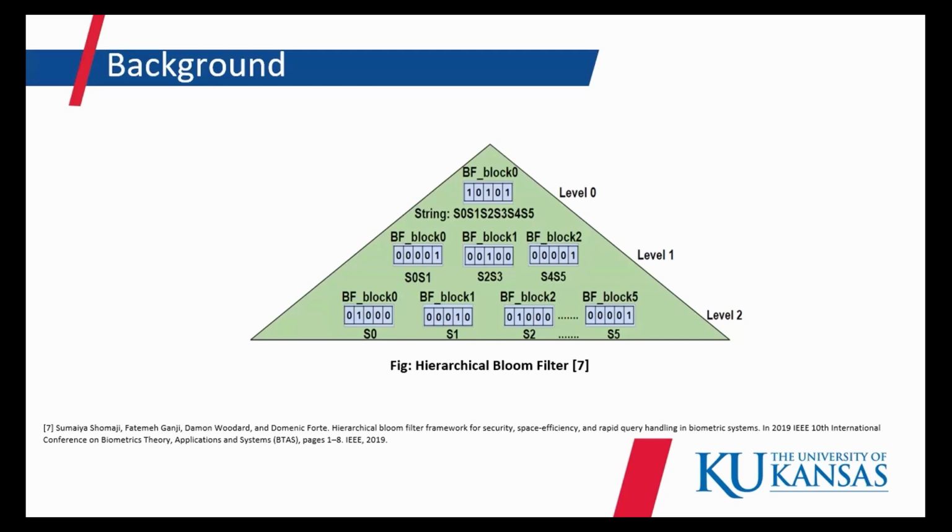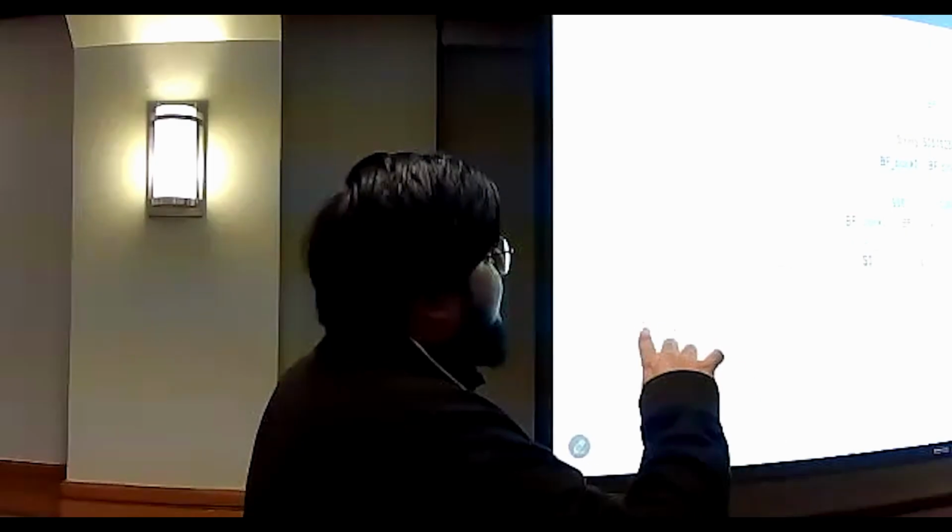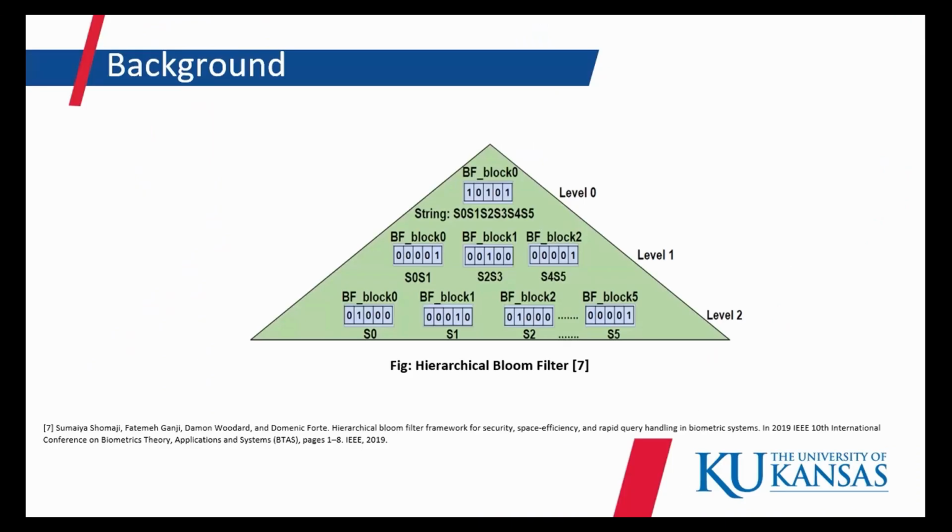In a hierarchical Bloom filter, we have multiple Bloom filters that are arranged in a hierarchy. On level 0, we can have a single Bloom filter, and on the succeeding levels, we can have multiple ones. What's the benefit of that? If we want to enroll, for example, a string S0, S1 till S5, on the first level, the Bloom filter enrolls the string altogether.